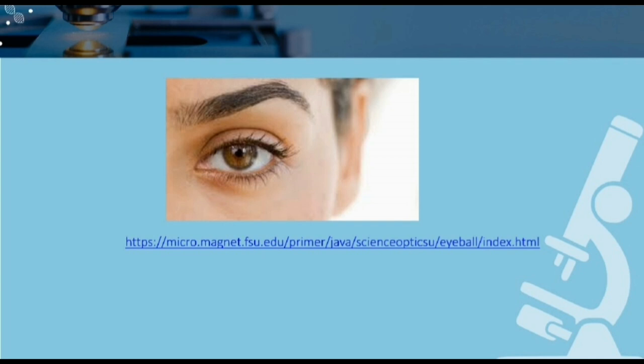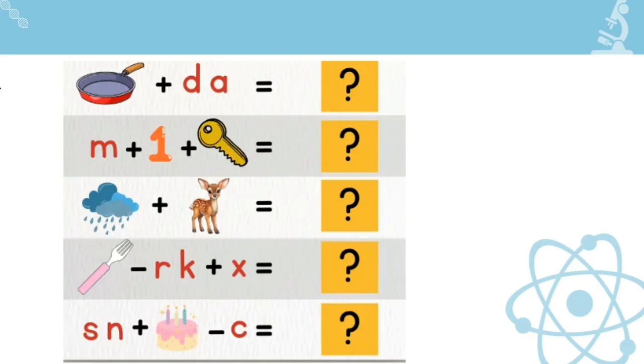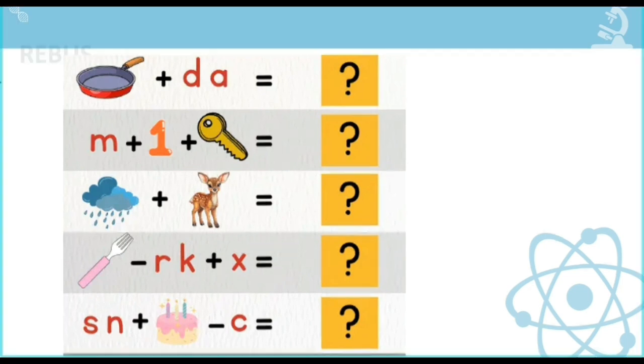Any clarification, class? None? Then, let's sum up our lesson by answering the following rebus. Are you familiar with the rebus? No? Okay, let's try. A rebus is a combination of words, pictures, and numbers. For example, what is this? Very good. A panda. How about the second one? Yes, it is a monkey.